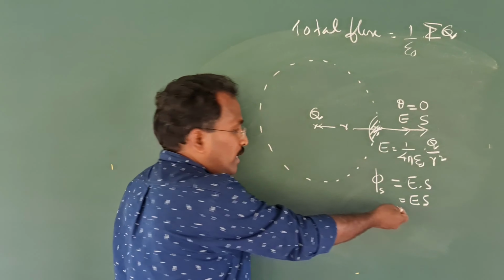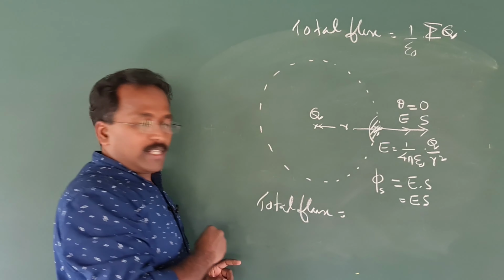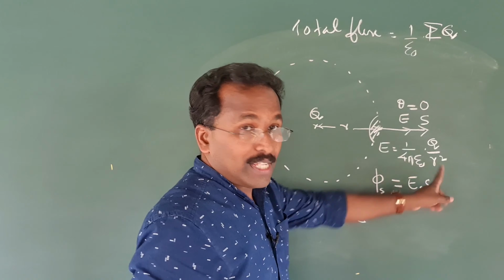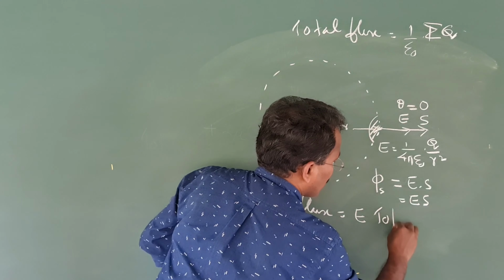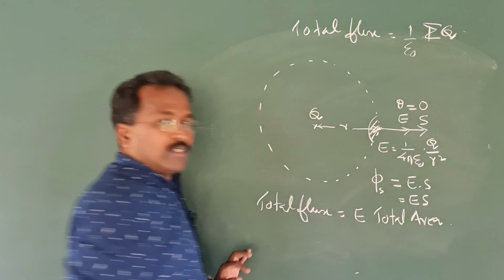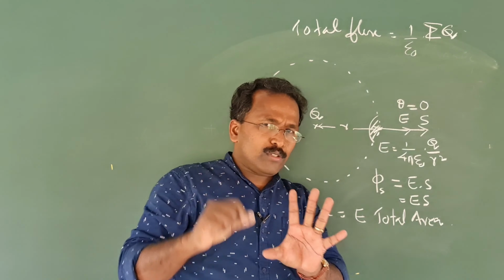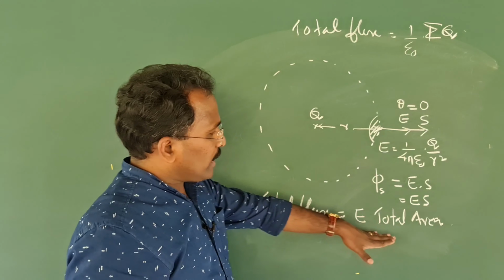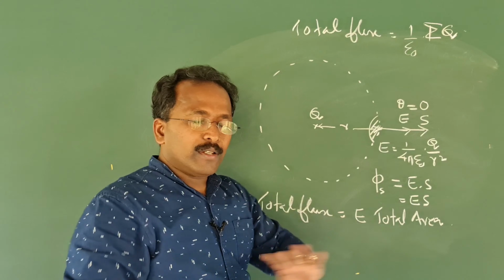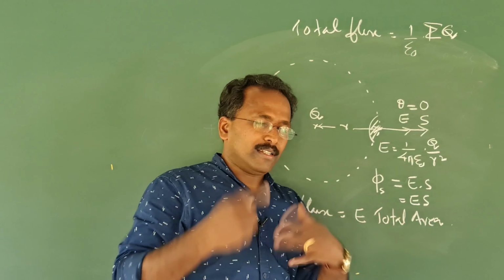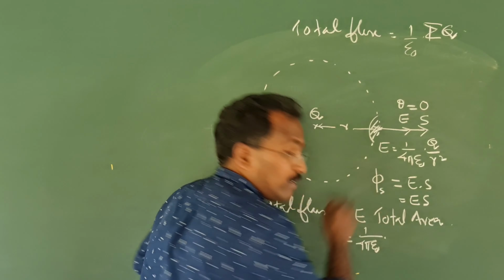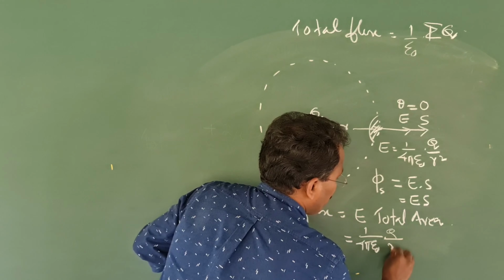So the total flux is equal to, you have to find the total here. So it is E. E is a constant which is not changing. So that is E into total area. This is actually an approximation. This way of finding total flux can be questioned, but in the exam it's okay. Don't worry about that. You have to be a little more mathematical in this area. For the time being, we are not considering that. Leave it. So this is equal to, I am substituting E. E is 1 by 4 pi epsilon 0 into Q divided by R square.